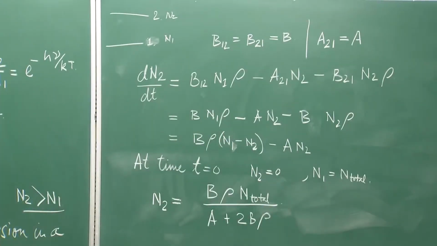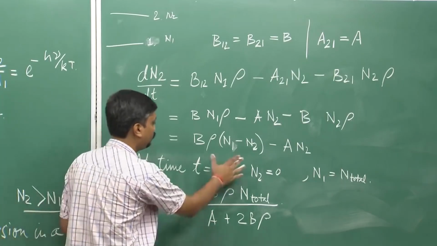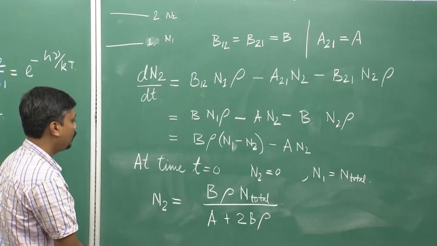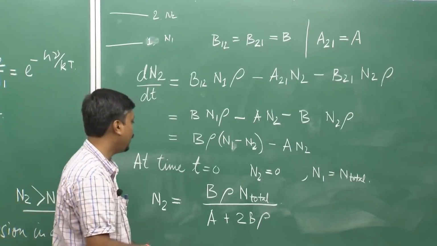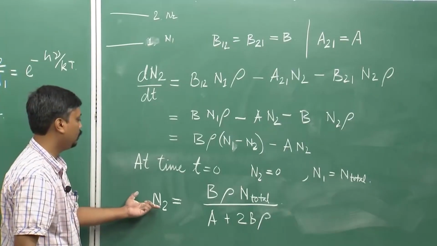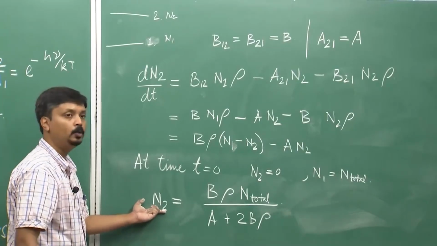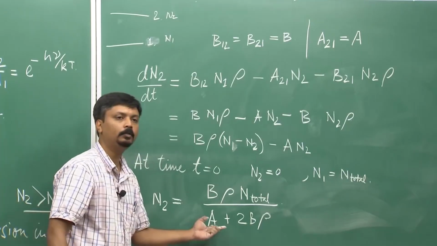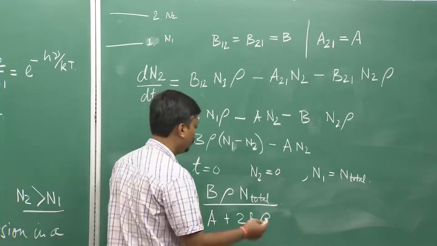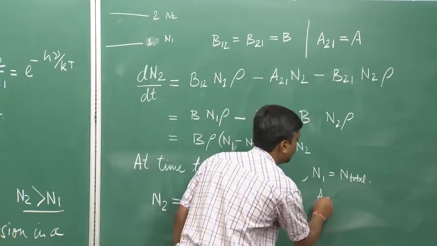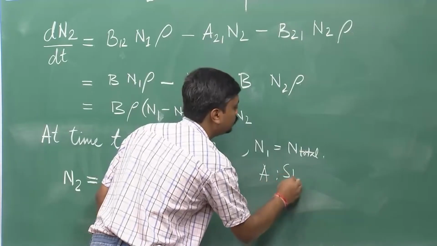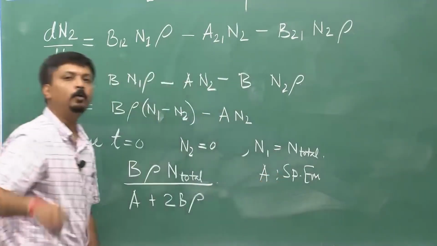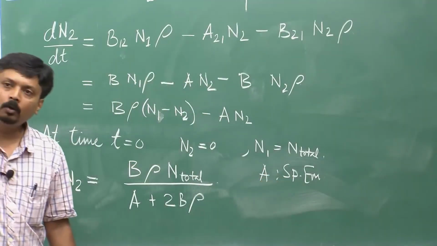So, I can get this expression. Now, what do I have for N2? A is the rate constant for spontaneous emission, right. So, A is for spontaneous emission. Spontaneous emission is always there.